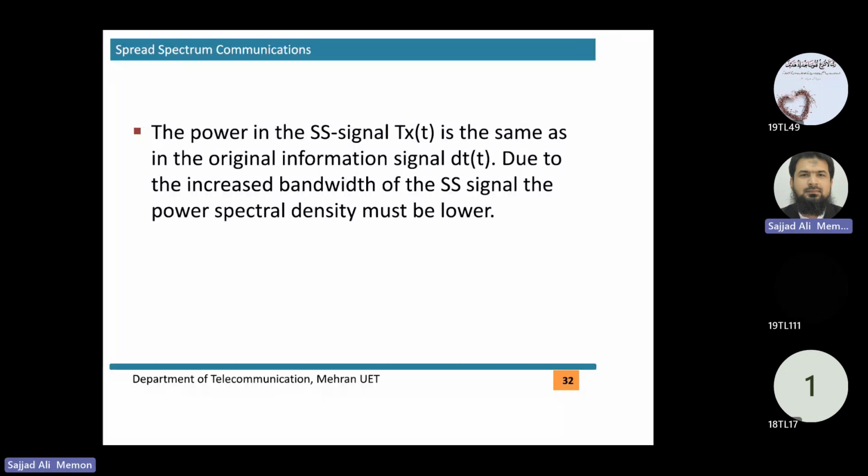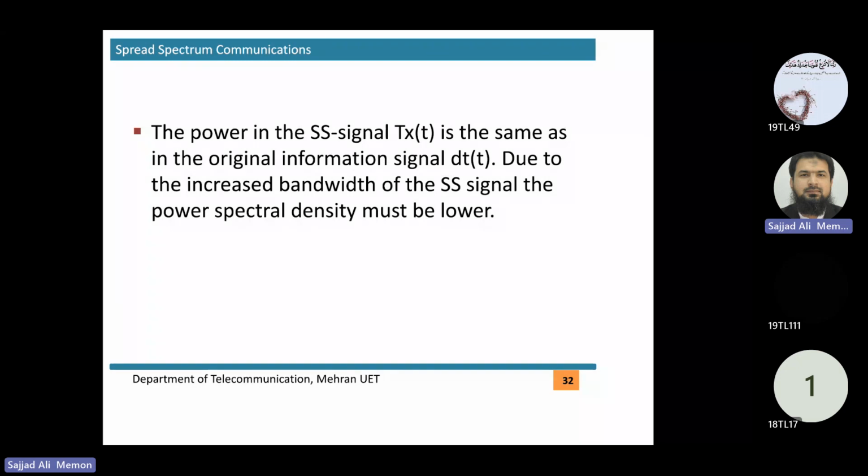So the transmitted information signal is a narrowband signal. When we modulate the PN sequence with this information signal, that means when we multiply the signal with the PN code, the signal will be spread, and the spread signal will have a lower power spectral density because now we have much more bandwidth than in the actual transmitted narrowband signal. So due to the wide bandwidth, the power spectral density will be lower.